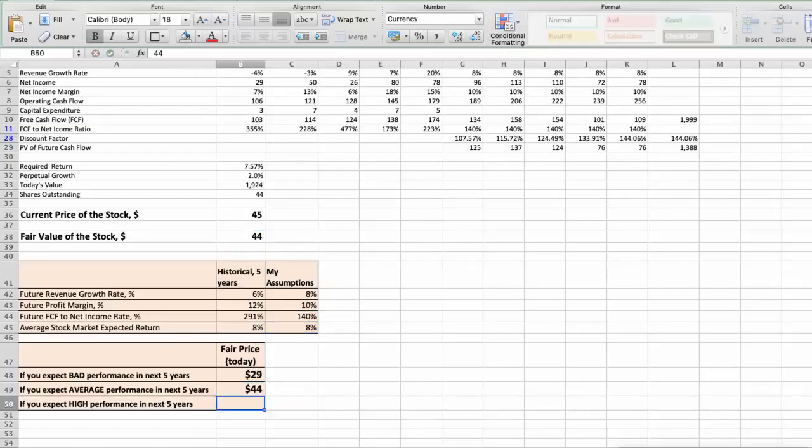Third scenario. Progress Software will have high performance in next 5 years, and we will use the following parameters in our calculation. Future revenue growth rate would be high, 10%. Future profit margin would be high, 12%. Future free cash flow to net income rate would be high, 160%. In this case, the fair value of the stock today would be $63.